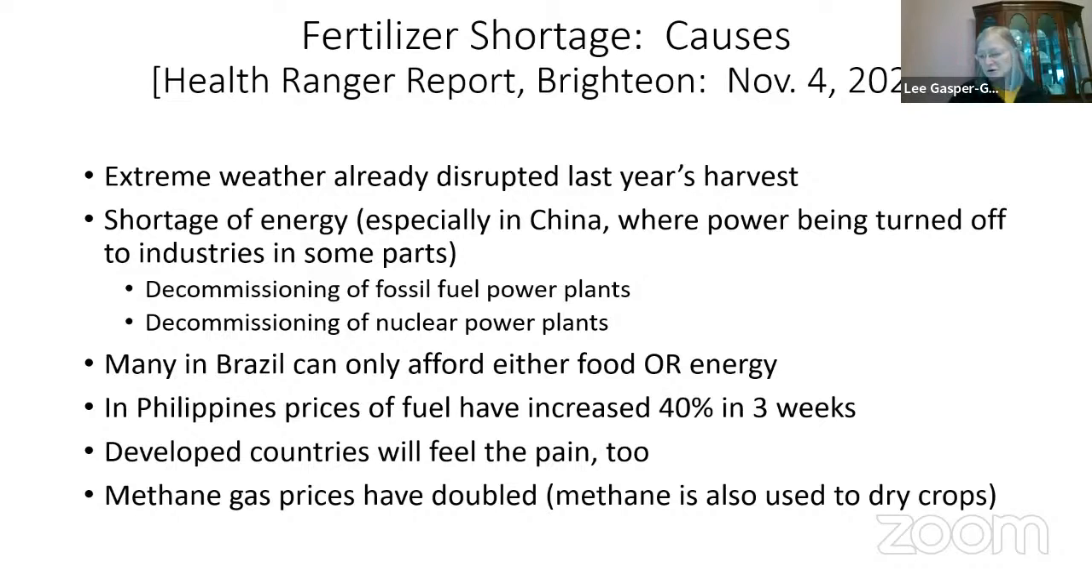And Mike Adams, the host, said that extreme weather had already disrupted last year's harvest. And the shortage of energy worldwide, but especially in China, where power was being turned off to various industries because they were so short on energy, was happening largely due to these 2 things: decommissioning of the fossil fuel power plants and decommissioning of the nuclear power plants.